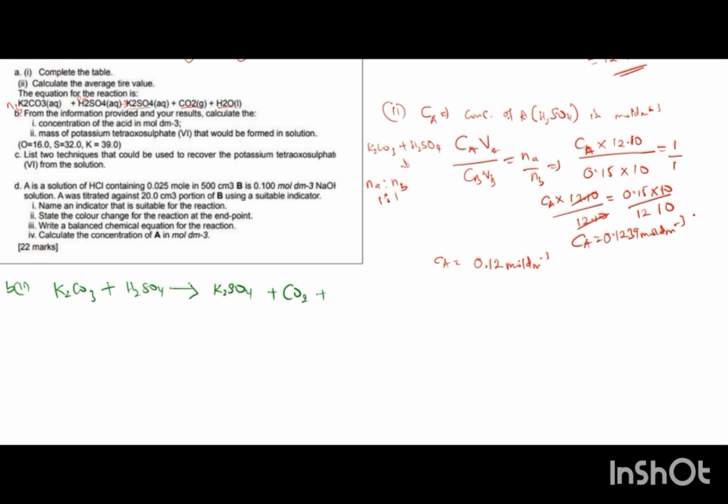So to calculate the mass formed in solution, they are asking for the mass concentration, the mass of potassium tetrasulfate 6 that will be formed in solution. We have been given base B to have molar concentration. The molar concentration of B, and this one is A, is given to us as 0.15 mole per dm cube. What you need to do is calculate the molar mass, because what they mean by mass in solution is mass concentration.